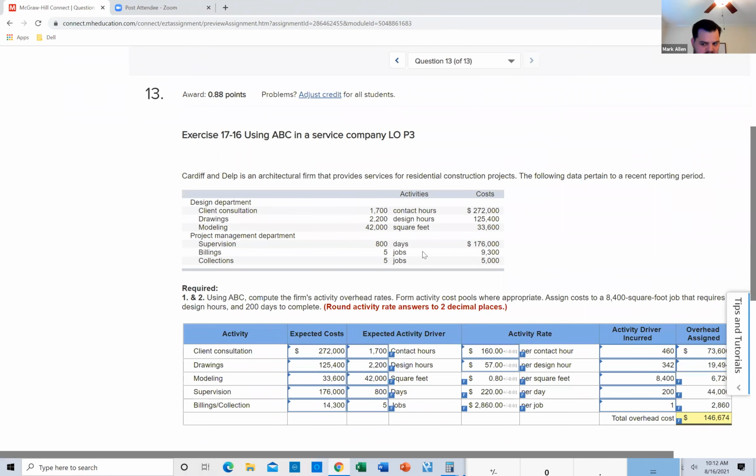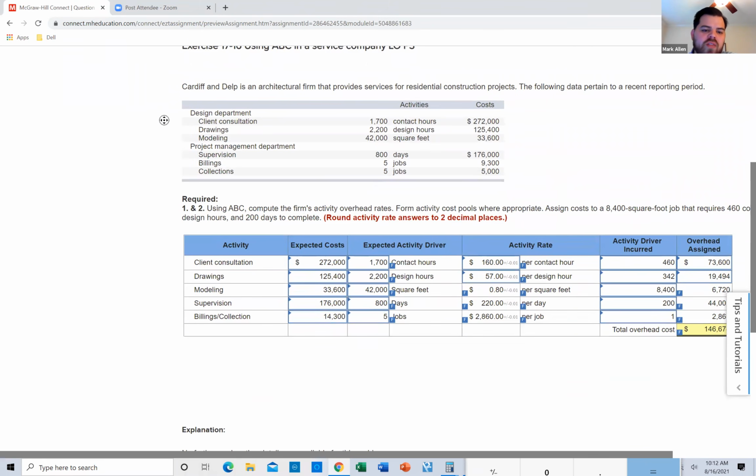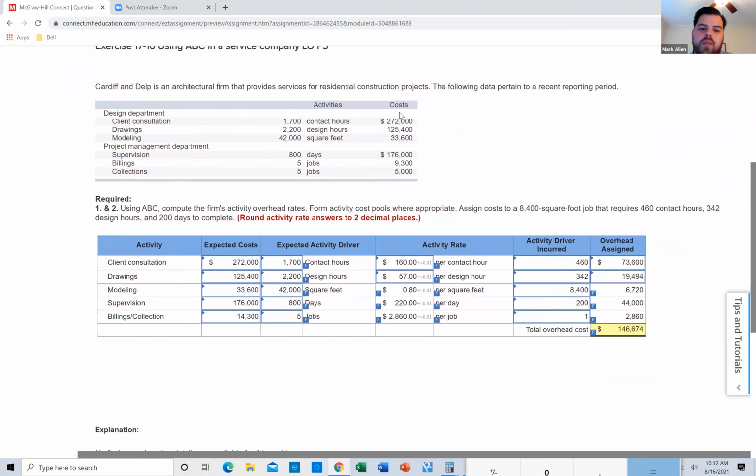And finally, our last issue in this case, we've got Cardiff and Delp, an architectural firm that provides services for residential construction. Following data pertains to a recent period. Using activity-based costing, compute the firm's activity overhead rates and form activity cost pools if appropriate. Once we've done that, they want us to actually figure out the overhead cost for an individual project that has the following components. So here we go.